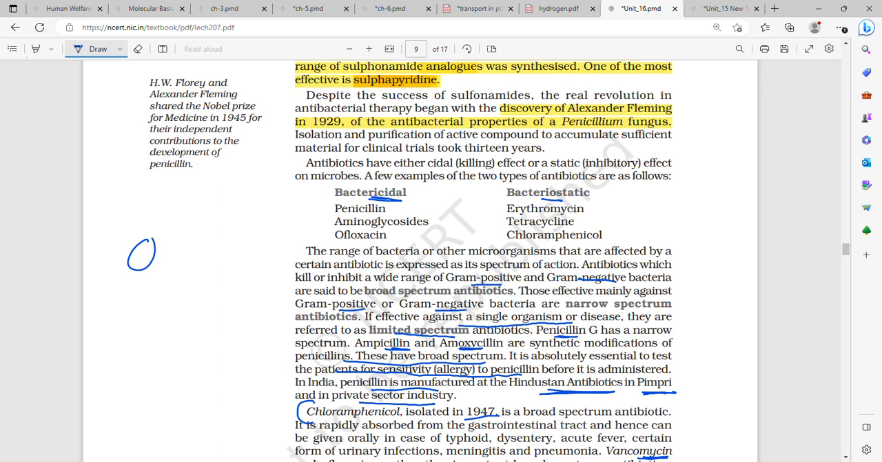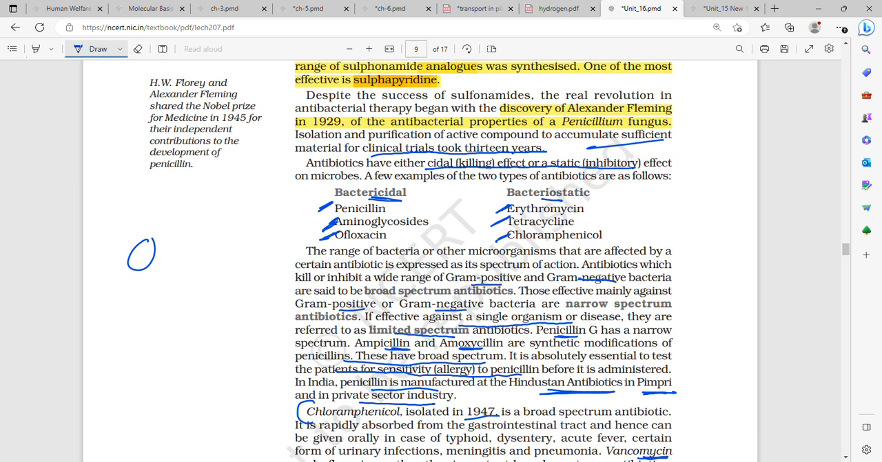Isolation and purification of the active compound to accumulate sufficient material for clinical trials took 13 years. Antibiotics have either a cidal, killing effect, or a static, inhibitory effect. So, bactericidal and bacteriostatic. Penicillin, aminoglycosides, and ofloxacin, all three of them have a cidal or killing effect. That is, if you take these antibiotics as per your prescription and finish the course, they will kill the bacteria. Bacteriostatic antibiotics will inhibit the effect of microbes. They won't kill, they will inhibit.